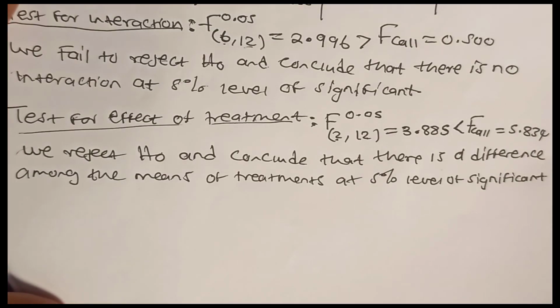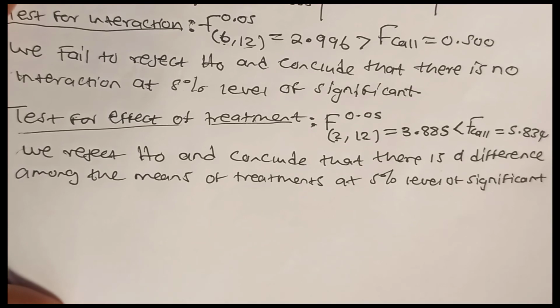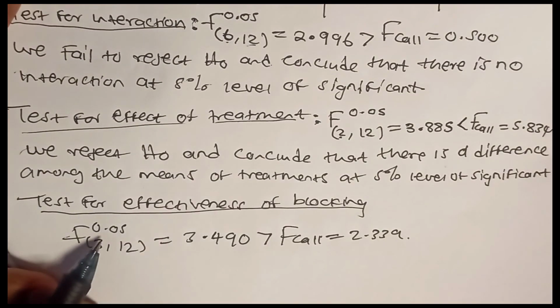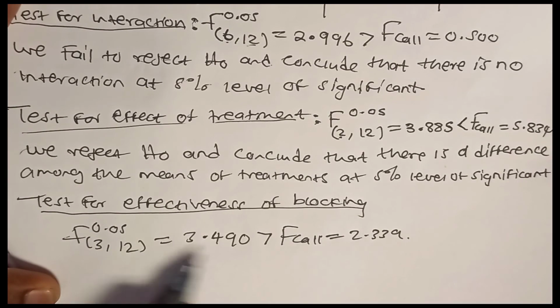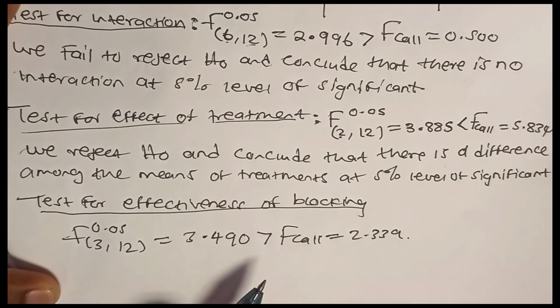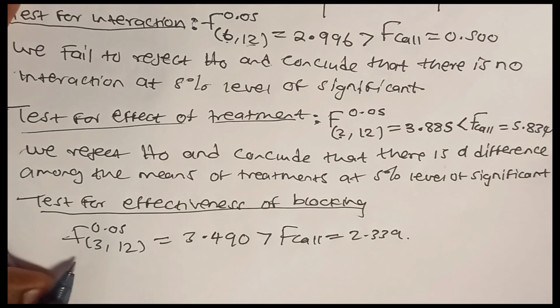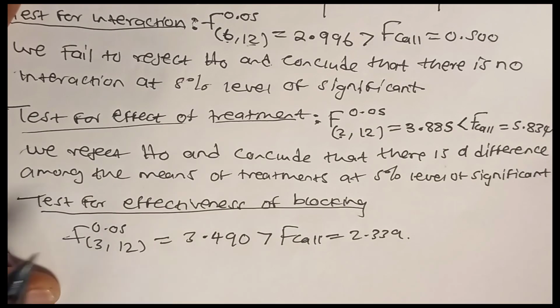Lastly, we have to test for blocking, whether it was effective. Since F tabulated at 5% with degrees of freedom 3 and 12 is bigger than F calculated, we fail to reject H0 and conclude that blocking was not effective at the 5% level of significance.